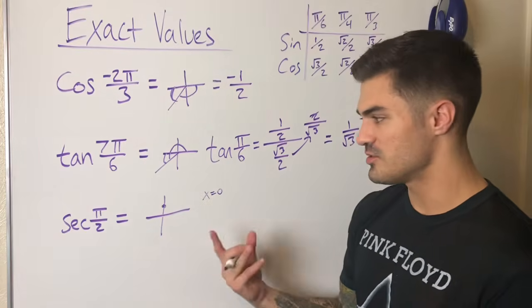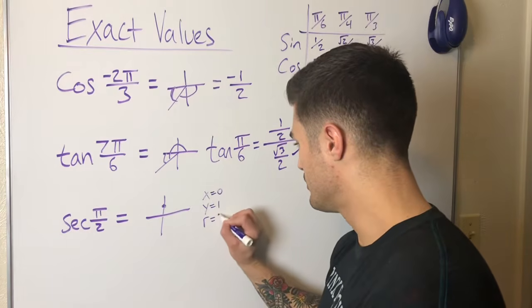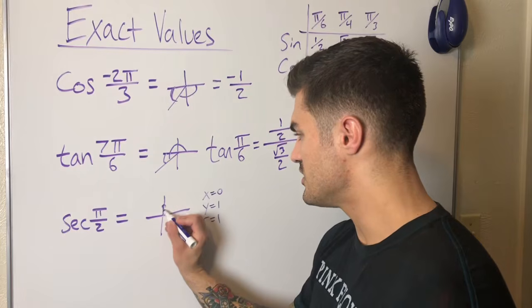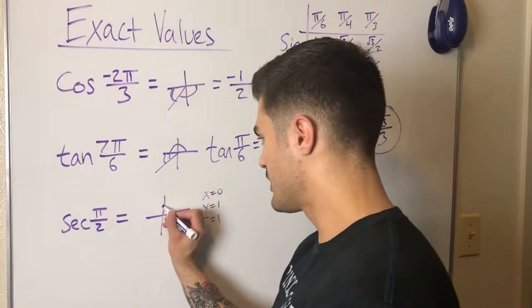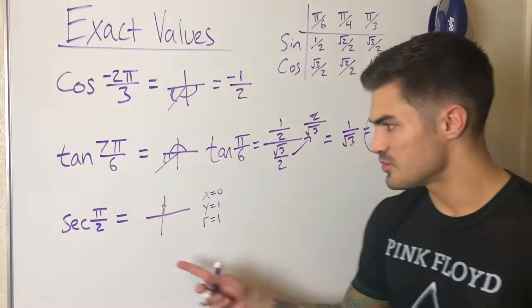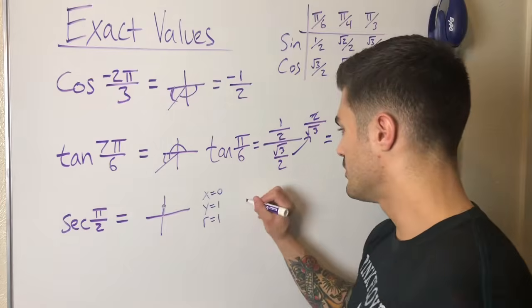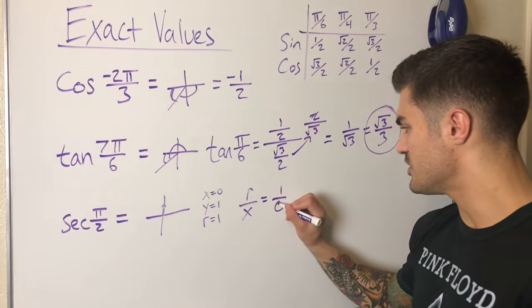If I think about it in terms of a unit circle, y is 1, r is 1. Remember, r is the radius of that circle. So this distance is 1, which means the y value must also be 1. So I have x is 0, y is 1, r is 1. Now I can just use the definition of secant, which is what? r over x. So r over x equals 1 over 0. So this is undefined.